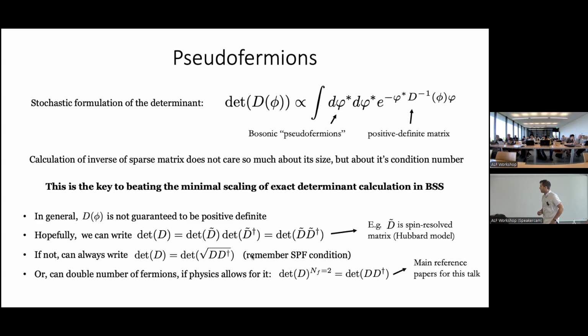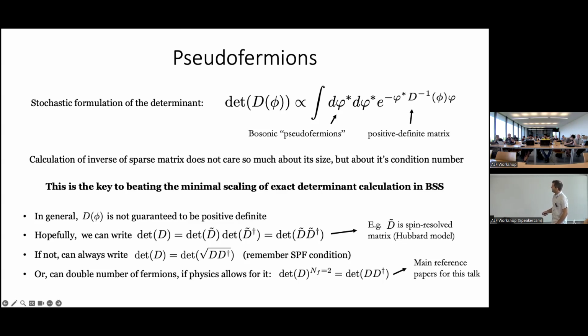So the main thing that helps us beat the scaling with system size is that we're not going to compute the fermion determinant exactly. We're going to compute it stochastically, which means that we're going to use this expression. We're just going to re-exponentiate the determinant. But now, sorry about this, this is a typo. This should be var phi and var phi star. So this field var phi is a boson. It's called a pseudofermion for historical reasons.